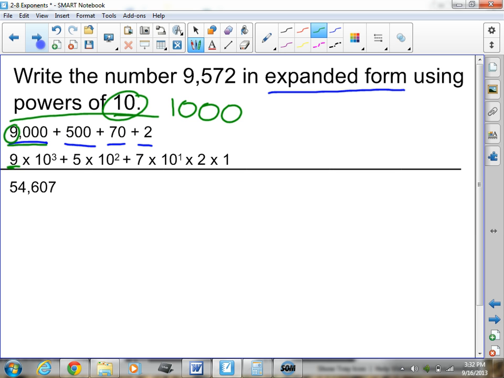So I keep the 10 right here. How many zeros are there? Well, 1, 2, 3. 3 zeros. That's where my exponent comes in. No, don't start counting after the 10, because that's going to be wrong. Keep the 10, and then count how many total zeros are there in the entire number. That's where you get the exponent.